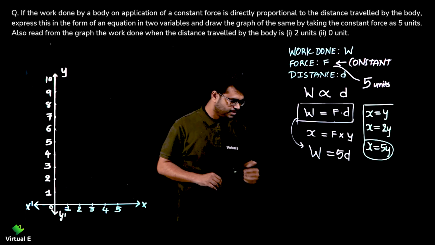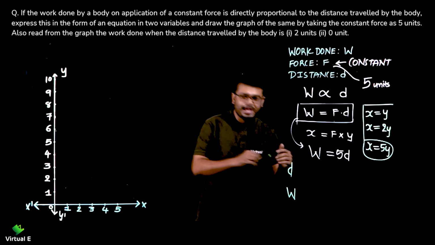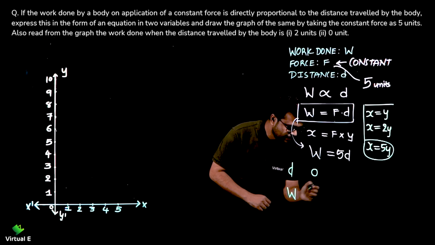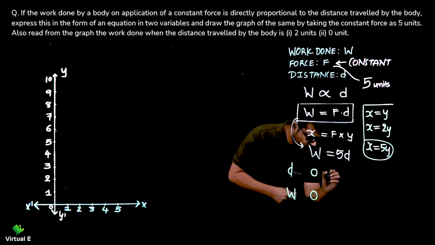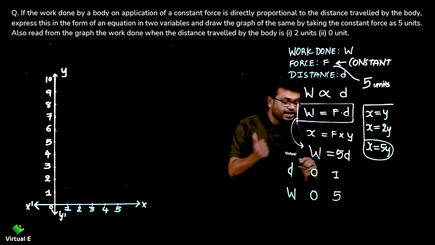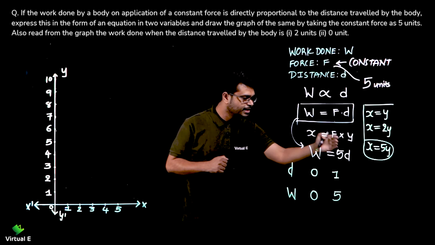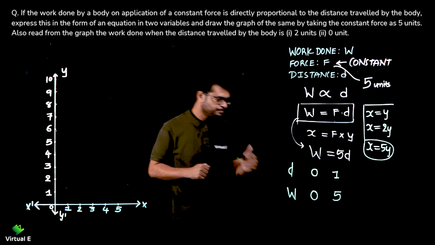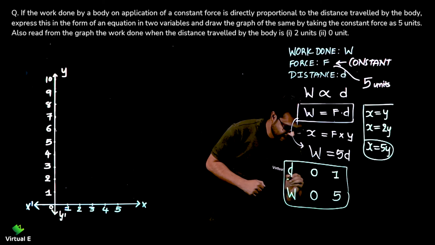So let's make a table. So d here and w there. Suppose if I take value of d as 0, I will be getting work done will be what? 0, right? Then let's take 1 over here. So if I take d is equal to 1, then my work done will be what? 5. The reason behind that is I am multiplying with the 5. 0 multiplied by 5, 0. 1 multiplied by 5, 5 only. So this is what we are supposed to do, right? We have the table ready.